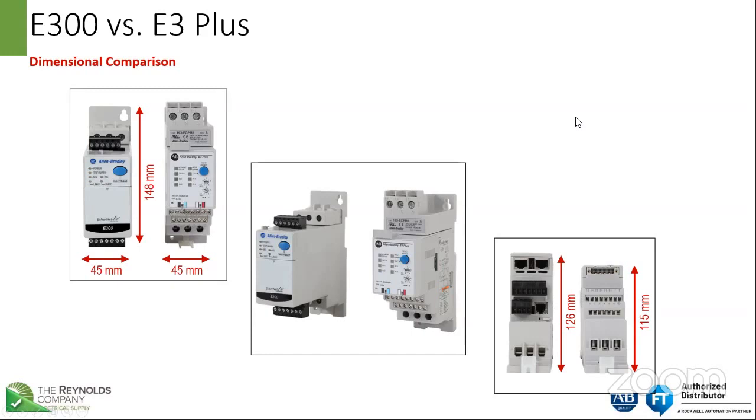The difference between the two is that the E300 is actually deeper, about half an inch deeper or 11 millimeters. So that's something to be considered when changing out into MCC buckets.